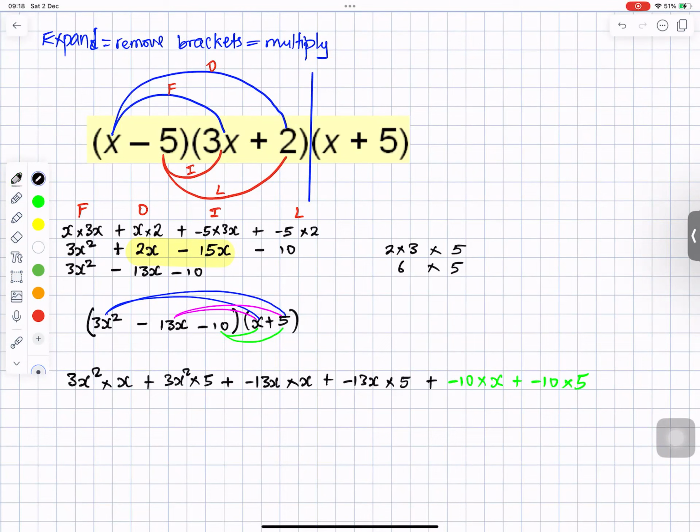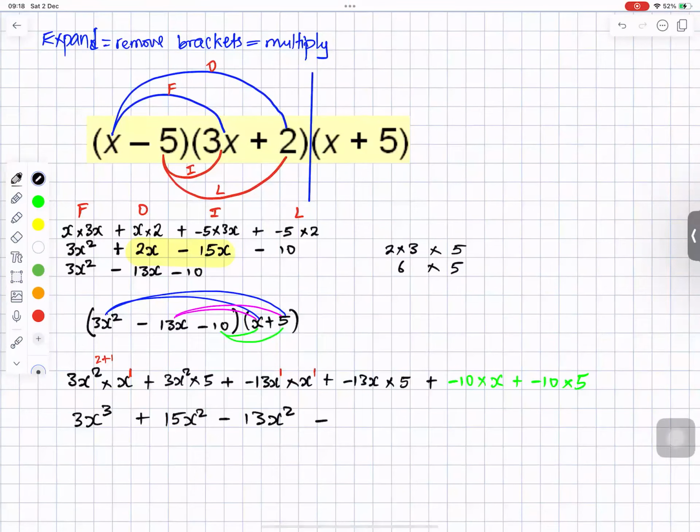So you start 3x squared times x is 3x cubed. Because now it's like 1 plus 2 is 3. You see that? So it'll be 3x cubed. Plus 3 times 5, 15x squared. Minus 13x times x. That's 1 there, that's 1 there. 1 plus 1 is 2. So minus 13x squared. Correct.